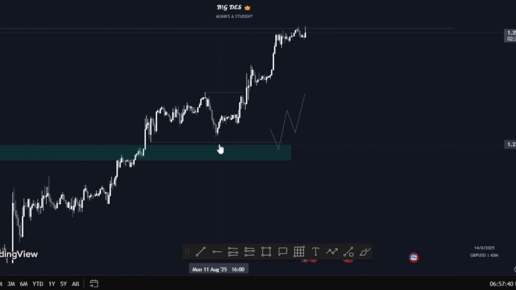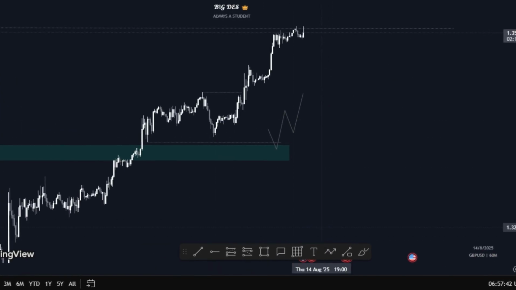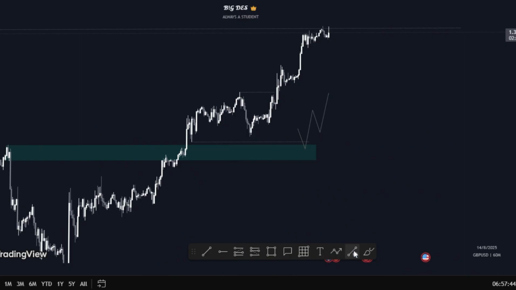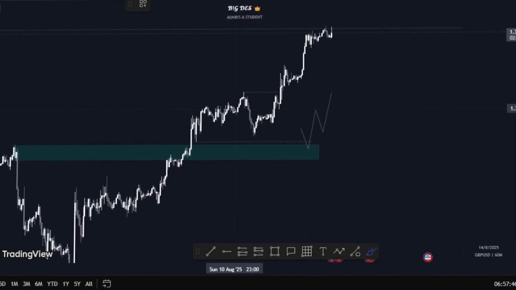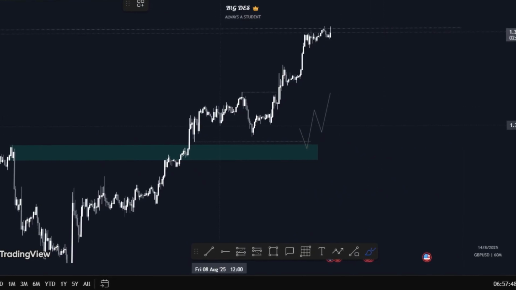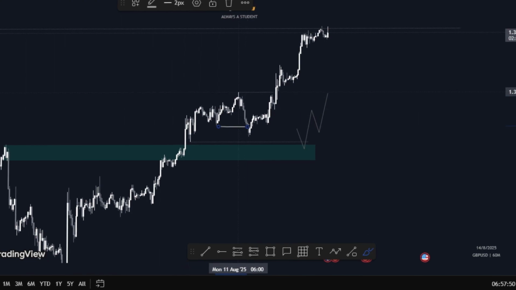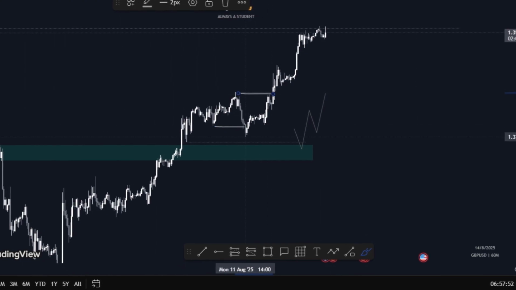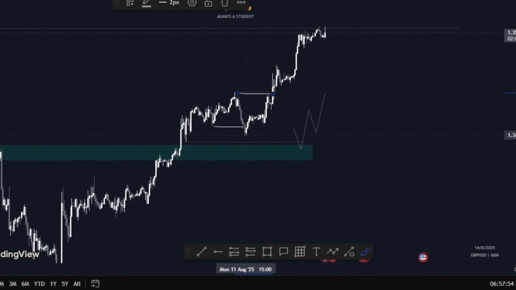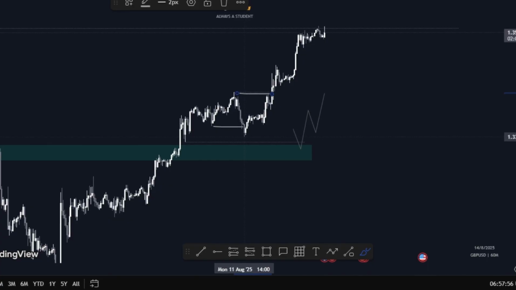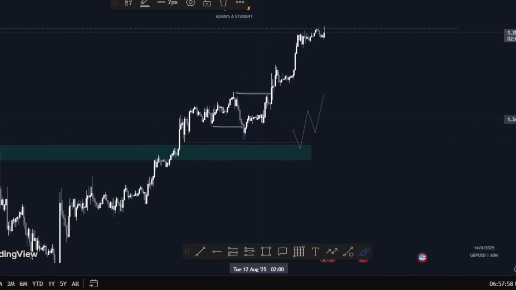Taking everything out, and I think this is very much possible, due to the fact that liquidity was taken here. There was a break of structure. So this area right here is kind of vulnerable in my opinion. Why do I say so?